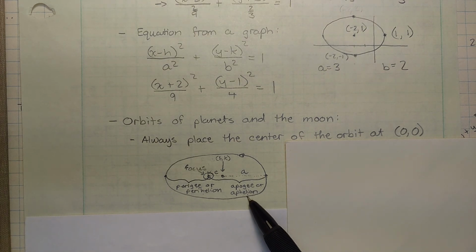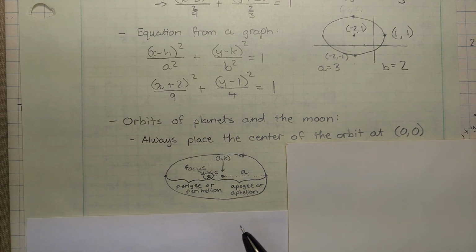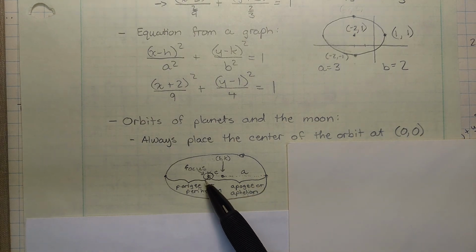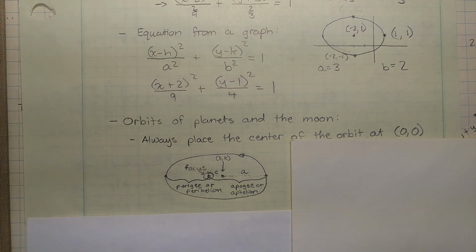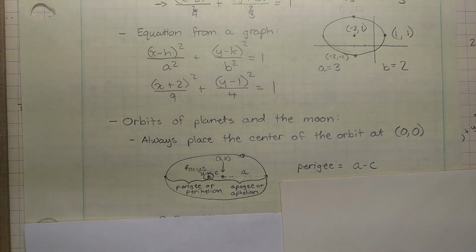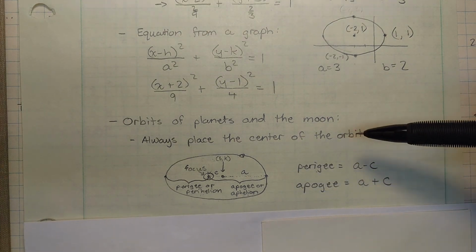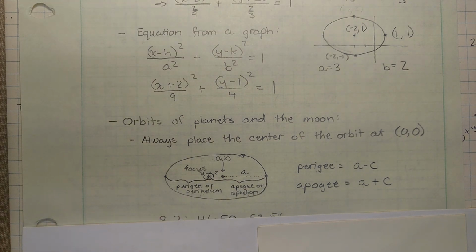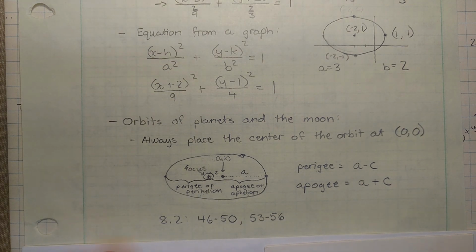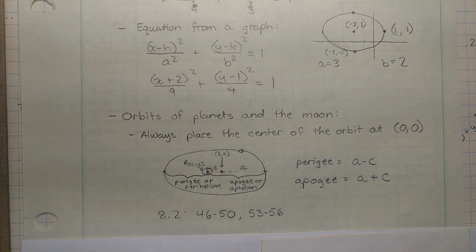Notice here helios for sun, and this term here refers to the moon. And then if we talk about the short distance, it's perigee if we're talking about the moon, or perihelion if we're talking about the sun. So some important terms to understand there. So notice perigee becomes the distance a minus the distance c. Apogee becomes the distance a from center to a vertex plus c. So with that in mind, you'll be able to figure out the application problems that you'll find.